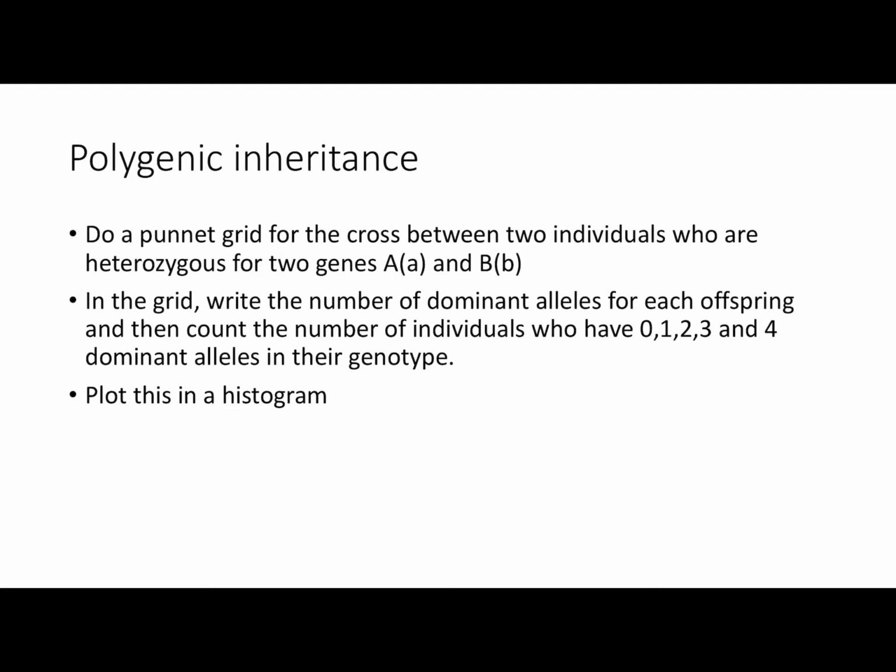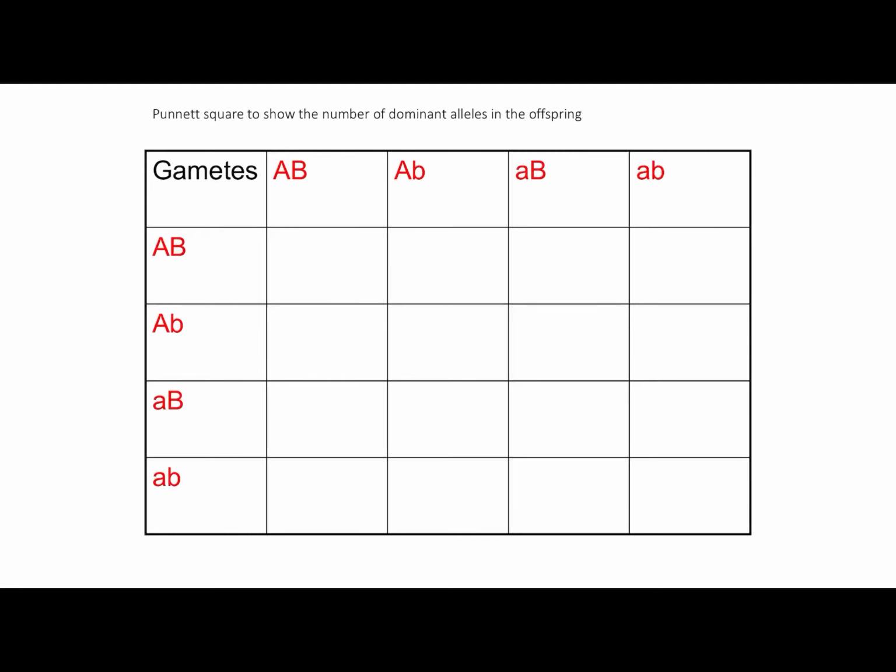So, what we're going to be doing is the following. First of all, we're going to look at just a normal dihybrid cross between two heterozygous parents. So this is something that you've done before. But this time in the grid, we're going to write the number of dominant alleles for each offspring, and then count the number of individuals who have either 0, 1, 2, 3 or 4 dominant alleles in their genotypes, and then plot this in a histogram. So this is easy, we've done this before.